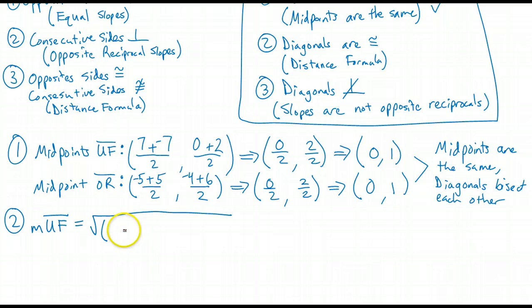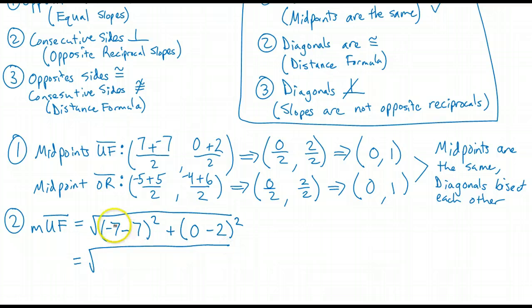The distance formula says subtract my x's and square that, subtract my y's and square that. So I'm going to look at my ordered pairs for U and F and find out that x2 is negative 7 and x1 is 7, and y2 is 0 and y1 is 2. Now I need to do this math. Negative 7 minus 7 is negative 14. 0 minus 2 is negative 2.